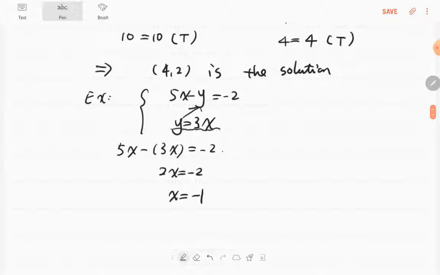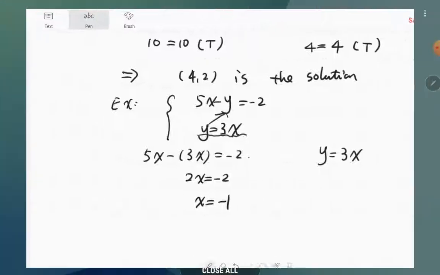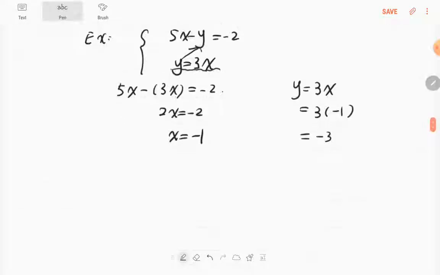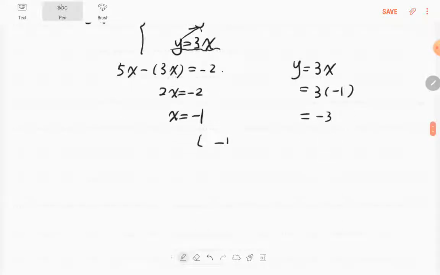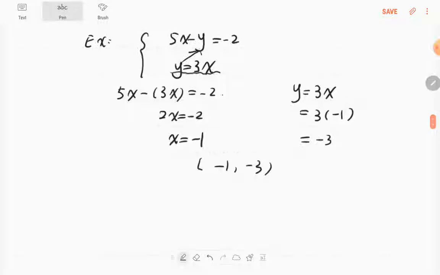After we have the x value, we could use this equation to help us solve for y, right? Because this time we're going to use negative 1 to replace x. So y is equal to negative 3. So (negative 1, negative 3) is the ordered pair we have. The last step, we're going to test if this pair is the solution for the system. So we're going to test it.